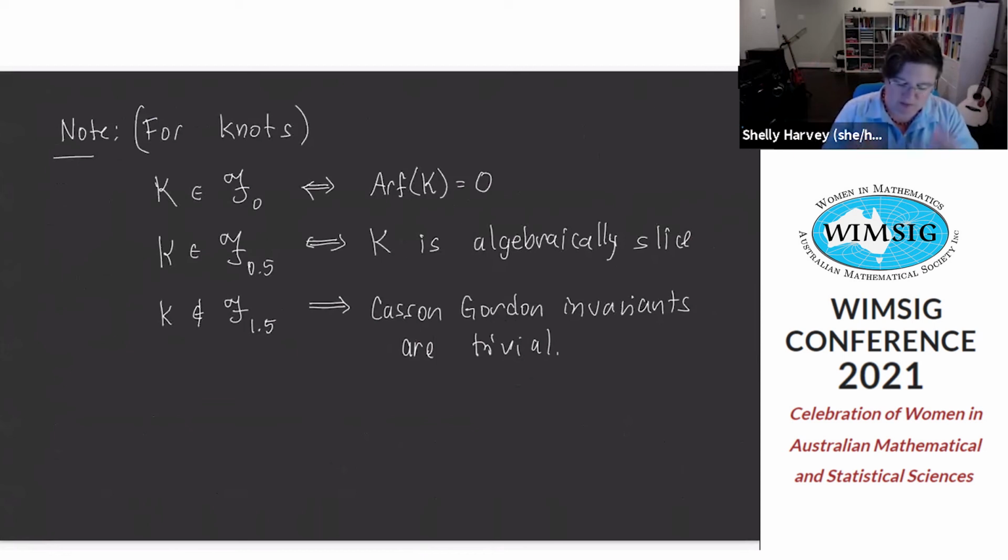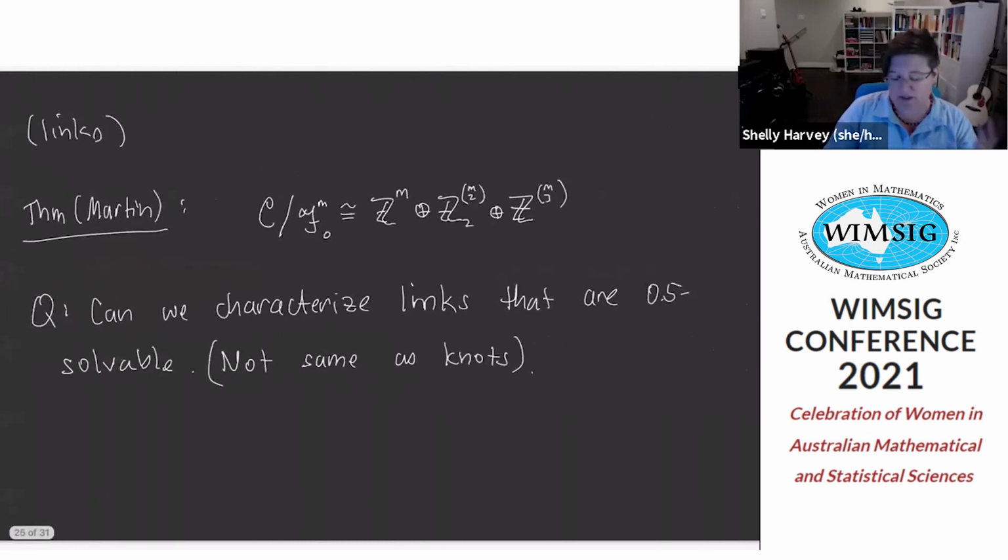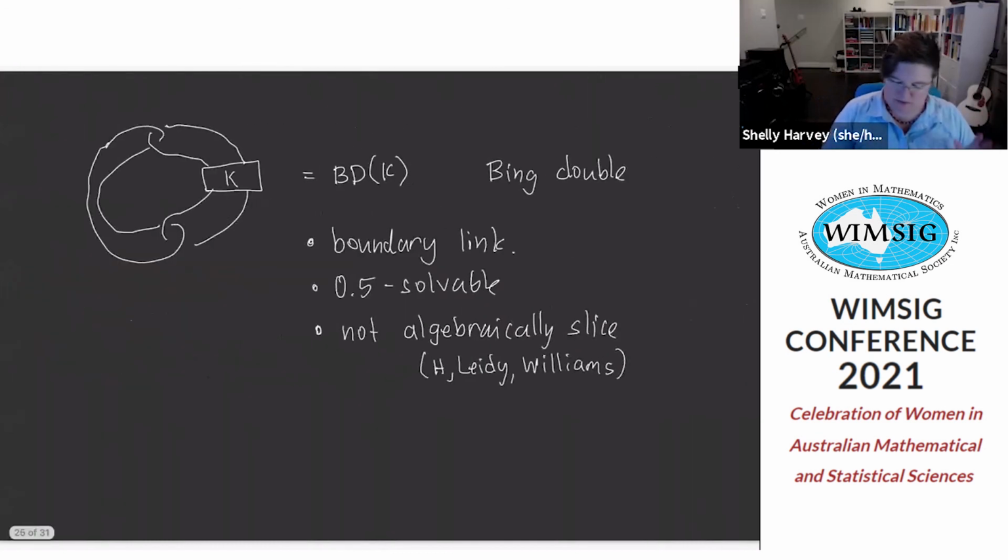For knots, I should point out that we know the lower order terms pretty well: the Arf invariant being 0 is the same as being in F0. But the most important thing for this talk is that being 0.5-solvable is the same as being algebraically slice for knots, but it's not for links. And so we would like to know when a link is algebraically slice or when it's 0.5-solvable, and we don't know the answer to those. Okay, let me skip this.